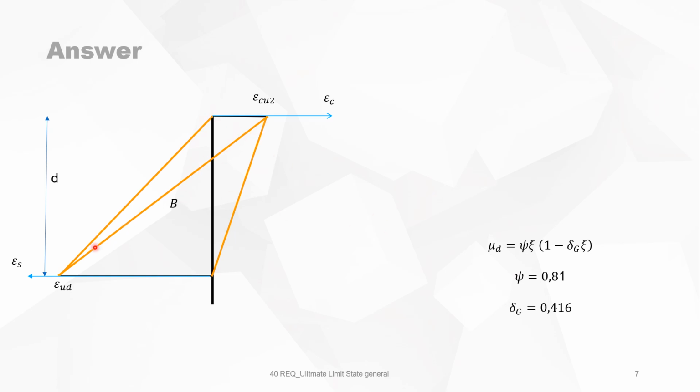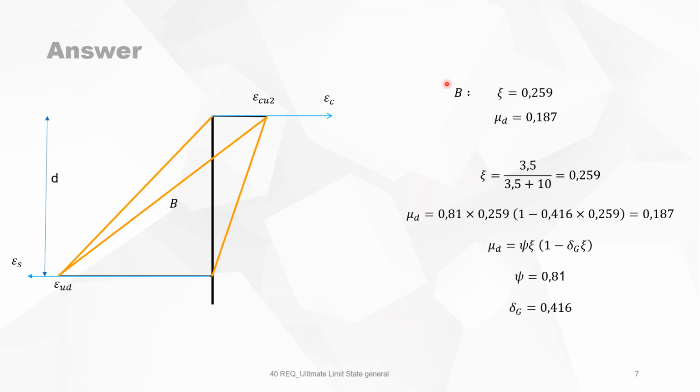Then for line B, we have to look for the value of x. This value of x is, of course, the 3.5 per mil divided by the 13.5 per mil. And it gives you this portion, which is x over d, this is c, and that's 0.259. We can use this formula to calculate mu d, and we find 0.187, which is okay, because this is the strain diagram for optimum use of the materials.